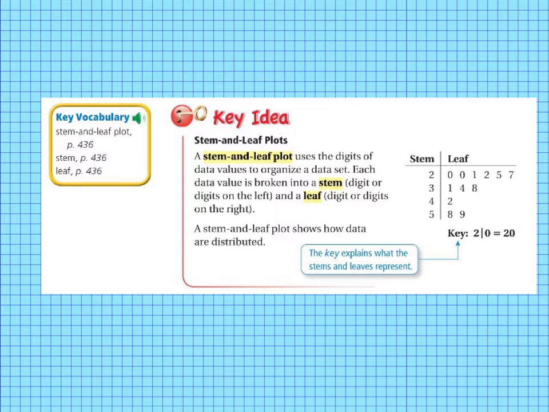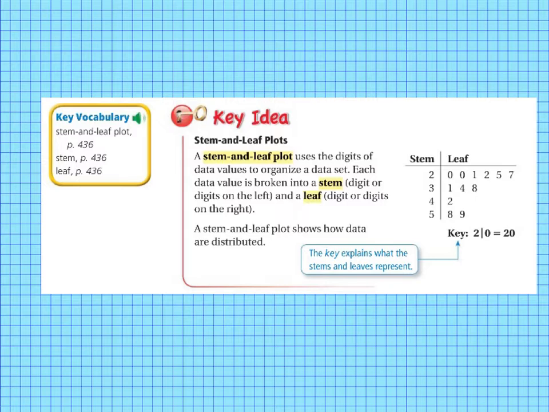We're going to start today's lesson with a key idea. And the key idea is about stem and leaf plots. You should have this information in your words worth knowing. A stem and leaf plot uses the digits of data values to organize a data set. Each data value is broken into a stem, digit or digits on the left, and a leaf, digit or digits on the right. A stem and leaf plot shows how data are distributed.